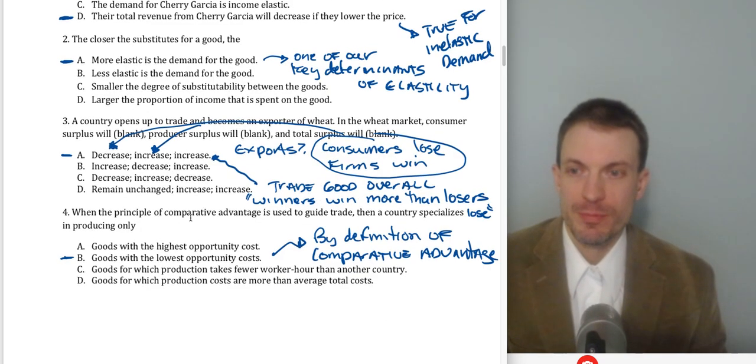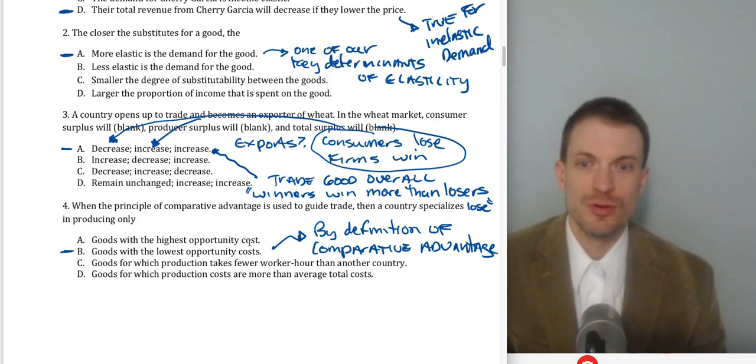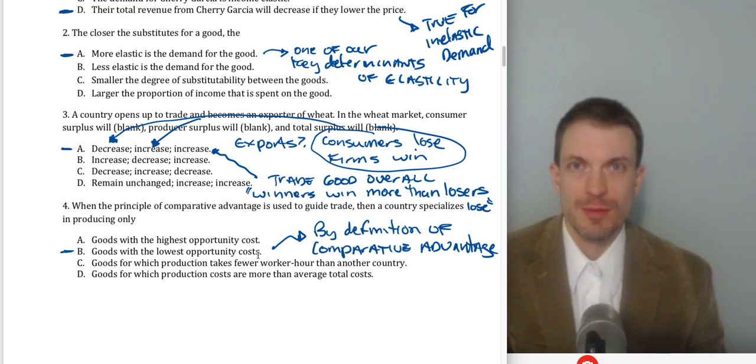Number 4, when the principle of comparative advantage is used to guide trade, then a country specializes in producing only goods with the lowest opportunity cost. This just follows from the definition of comparative advantage. You want to produce goods that have the lowest opportunity costs.